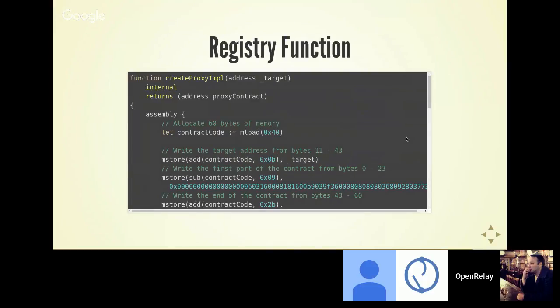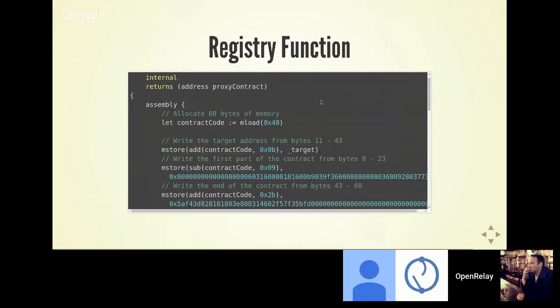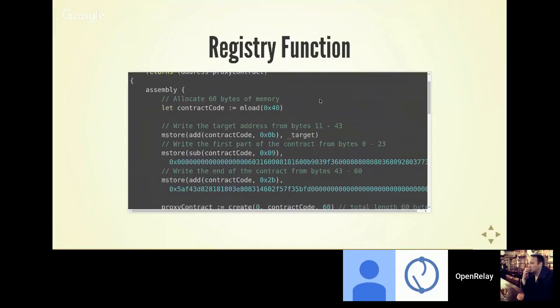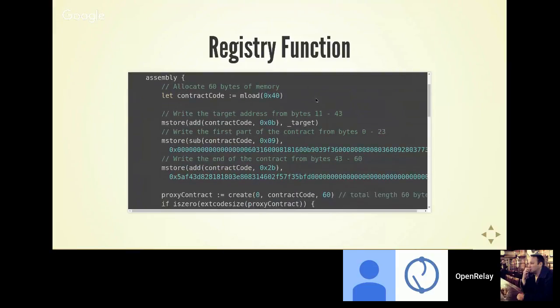So now we get into the create proxy implementation function. And ignore the header on this slide. I seem to have messed that up. But basically, when you call the create proxy implementation function and pass in a target address, we launch immediately into some assembly code that will set up a proxy contract that is a mere 60 bytes worth of code. So the affiliate contract that we have takes up only 60 bytes. I think that's really neat.